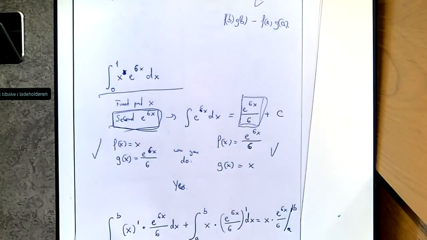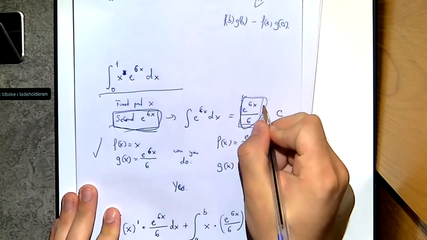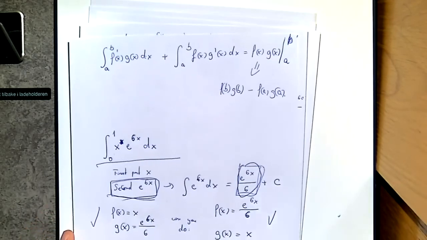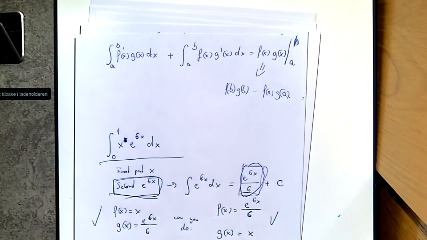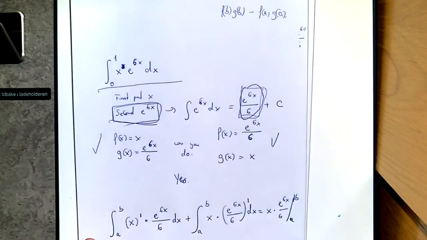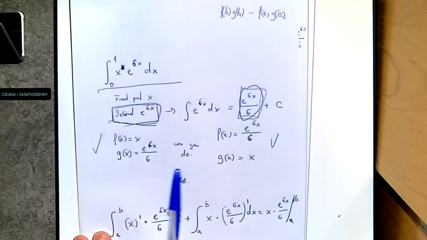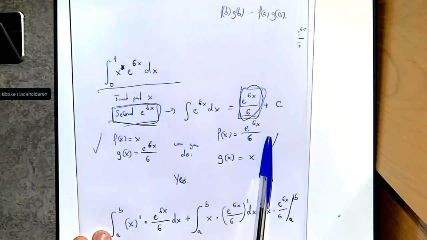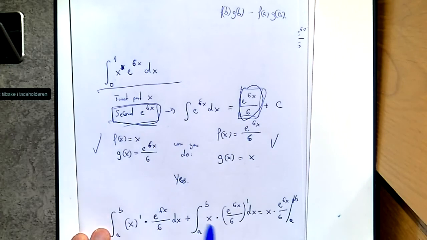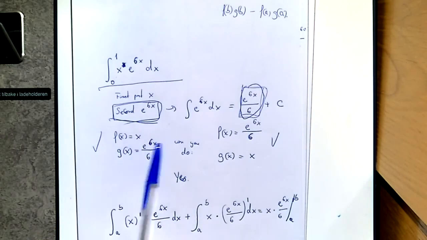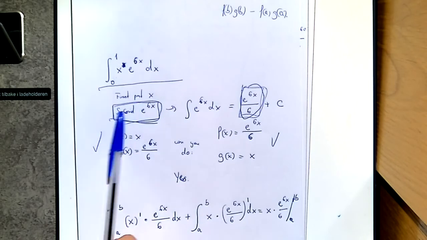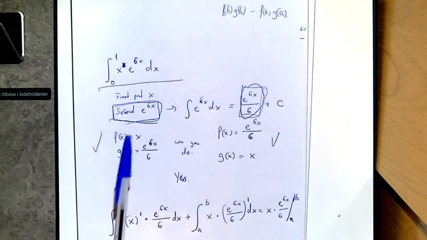This value is automatically going to be one of my two functions that I use in the by parts, either f or g. Which one you choose, I don't care. Nobody cares. You're going to get the same result. So I just choose one of them, either g or f, to be that value. And the other, respectively, is going to be the remaining term, which I did not integrate. So x in this case.